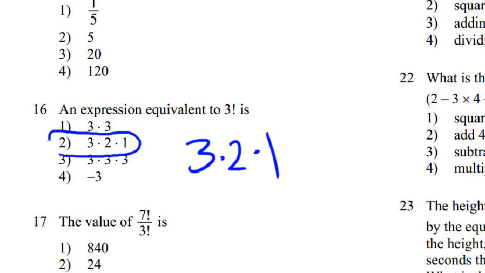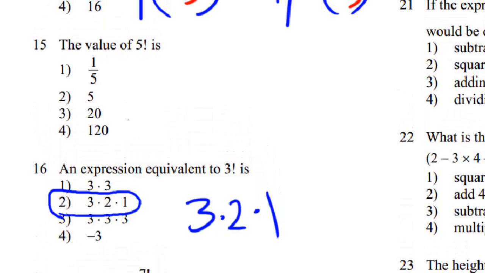In fact, this is the basic definition of a factorial. So 2 is the correct answer for number 16. When we look at number 15, it says the value of 5 factorial is what? And it gives us a couple options. I'm going to show you how to punch this into the calculator to get the appropriate answer.